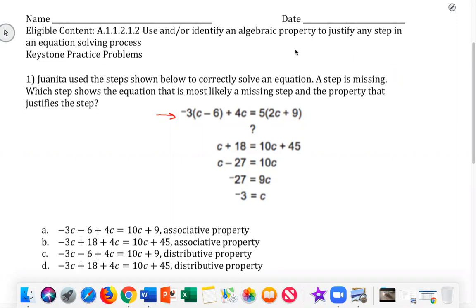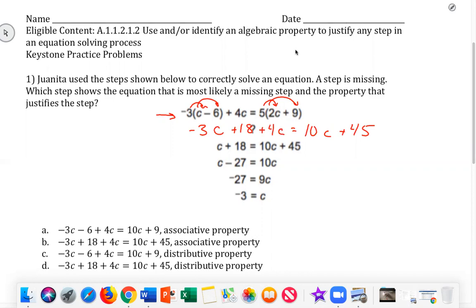Distribute. So if we distribute, we would get negative 3c, and then negative 3 times negative 6 is 18, plus 4c equals 10c plus 45. So what I do is this. I do what I feel is like the next step. So I actually do the problem, and then I look at my answers.